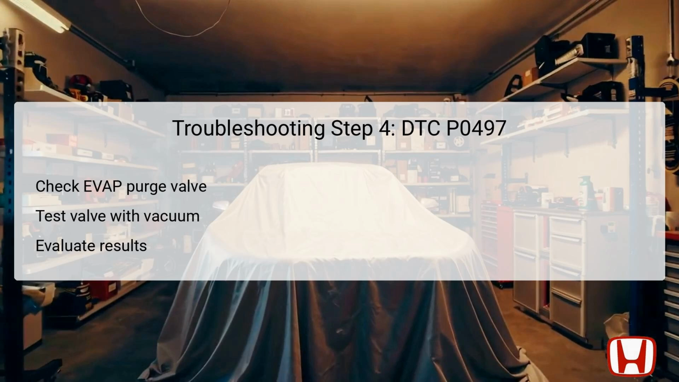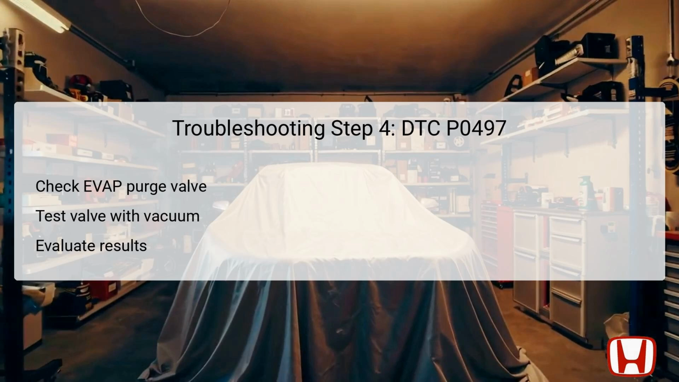Begin by executing the EVAP PCS, purge control solenoid, off with the HDS and disconnect the vacuum hose. Subsequently, connect a T-fitting, a vacuum gauge, and a vacuum pump to the purge valve to facilitate the assessment. Apply a vacuum of 2 kilopascals, 0.6 inch H, to the purge control solenoid. Then, re-engage the EVAP PCS on via the HDS and observe if there is an immediate vacuum release.